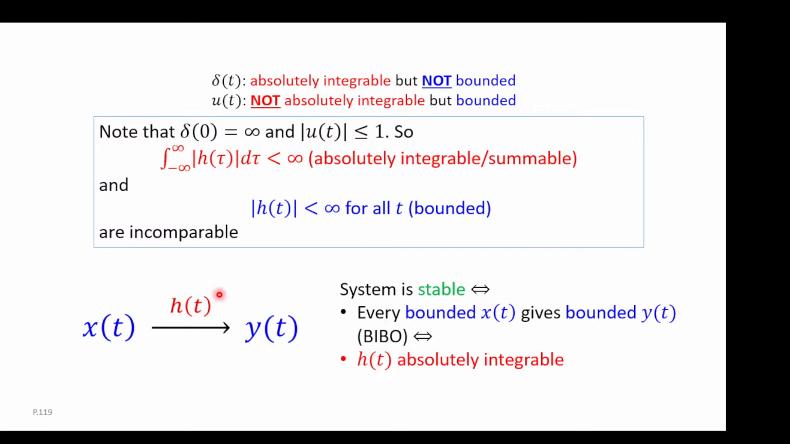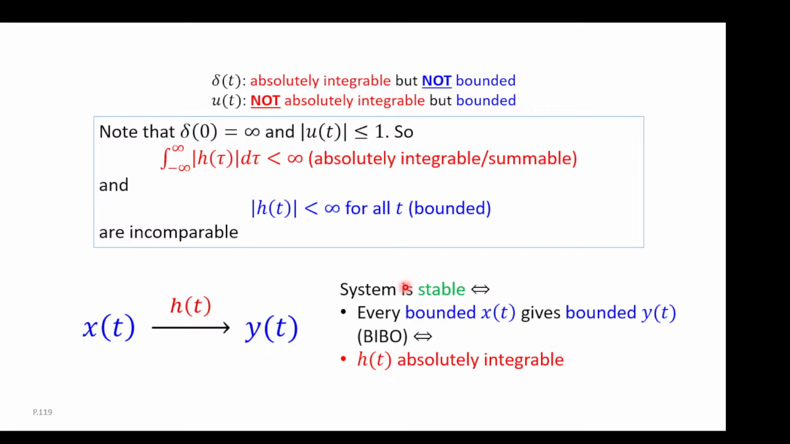So when you check h of t, you should check the integration, not whether it's bounded or not. But when you are checking x of t and y of t, you need to check whether bounded x gives you bounded y. Hopefully this clears your confusion about stability, and so there are really two different ways to describe stability.